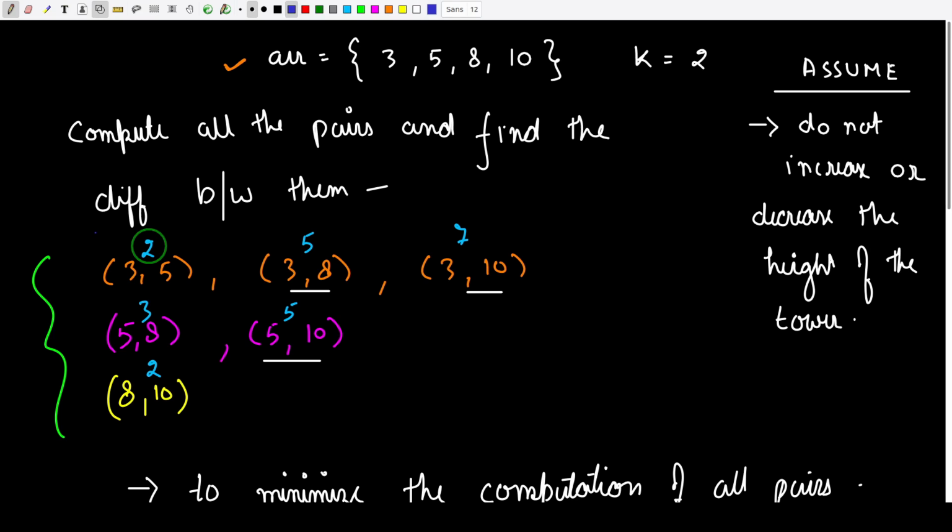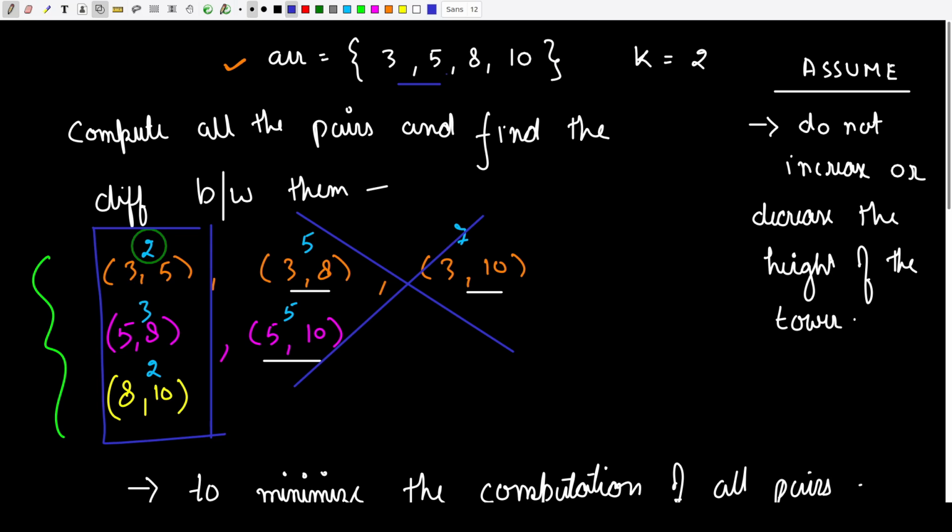So in a sense, what I'm trying to say is, if the array is sorted, then we just have to compute the difference between these pairs. And we don't have to worry about these pairs. Because since the array is already sorted, the difference between the first pair will always be lesser than the difference between the subsequent pairs. So for instance, over here, 3 and 5 is the first pair, 3 and 8 is the second pair, 3 and 10 is the third pair.